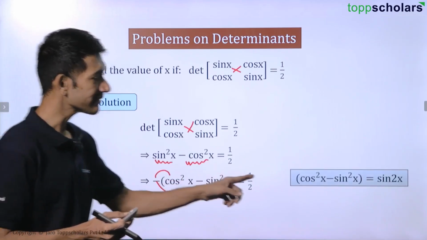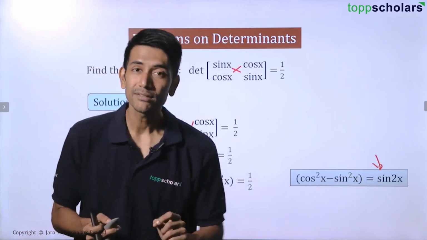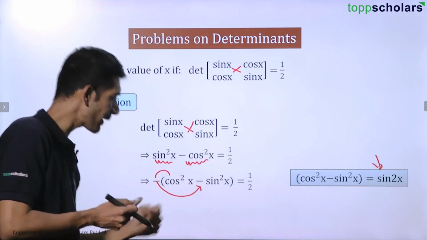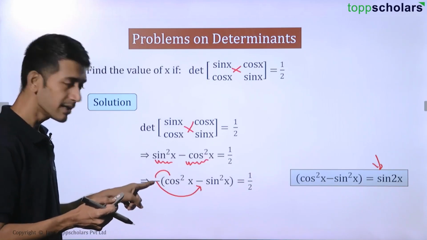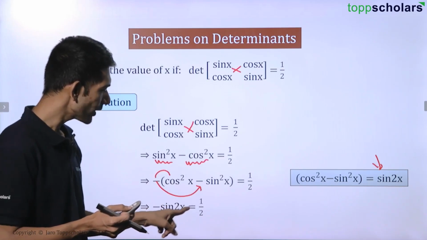Now recall what is cos square x minus sin square x. Cos square x minus sin square x is cos 2x, right? The formula for cos 2x is cos square x minus sin square x. So here, instead of cos square x minus sin square x, can I write down cos 2x? Yes. But if you recall, there is a minus sign outside here. So minus of cos 2x is equal to 1 by 2.